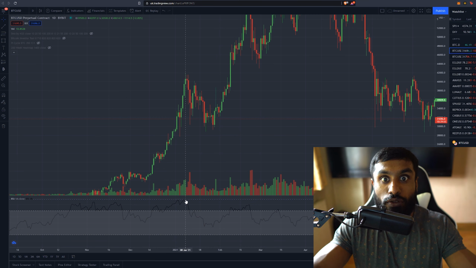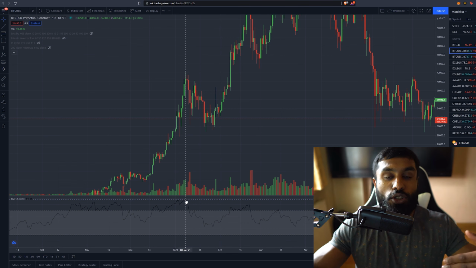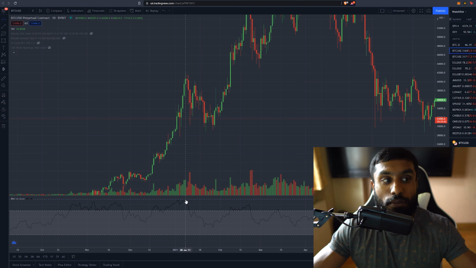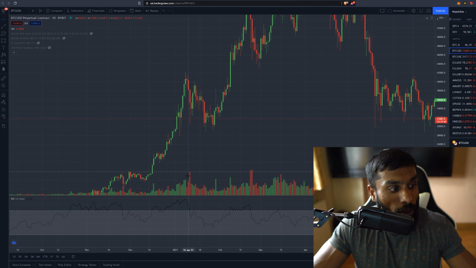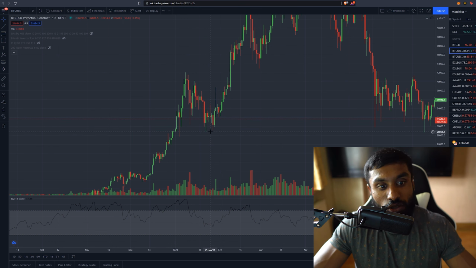Basically a lot of buyers, a lot of people hold it. It's overbought. The magnitude of the price change is so great that it becomes overbought. That means there's a lot of people who could sell. And what happened? We hit this region and we had a monumental price crash, right? We went from as high as 42,000 to as low as 28,000.